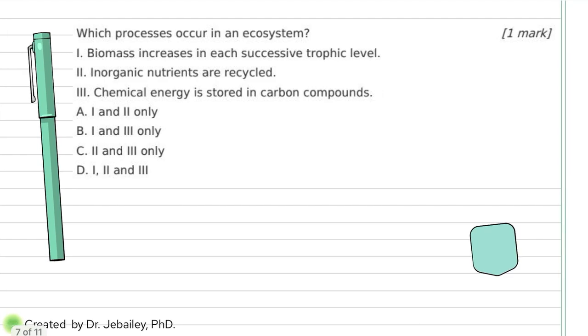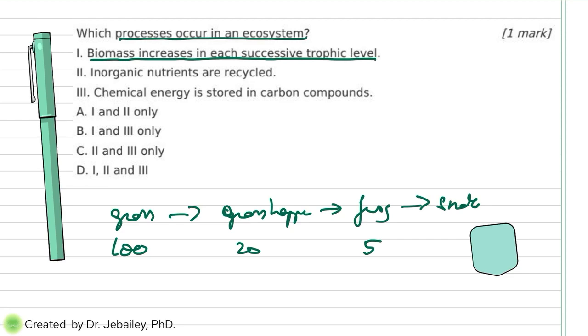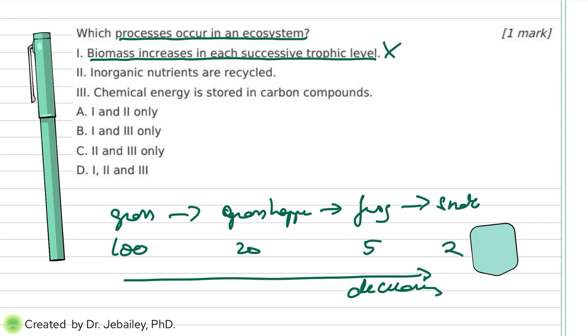Moving to the next question, it says which processes occur in the ecosystem? So we have here biomass increases in each successive trophic level. That's not true. If you remember when I had written here the grass, and then you had the grasshopper, and then you had the frog, and then you had the snake, basically you can start with 100, and then reduce to 20, then 5 and 2. So the biomass in this direction is actually decreasing. So that's not true.